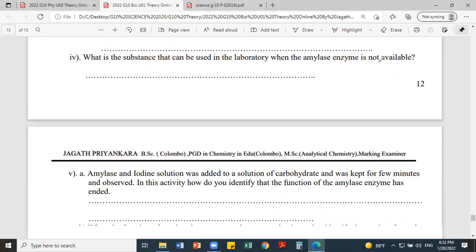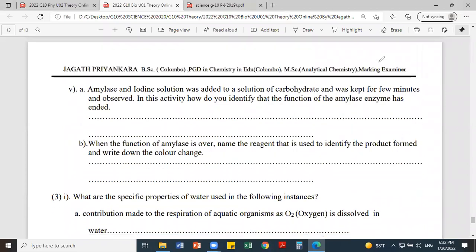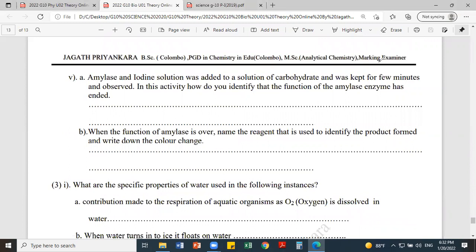Then back to the next one, next page top. Amylase and iodine solution was added to the carbohydrate and was kept for a few minutes and observed. In this activity, how do you identify that the function of the amylase enzyme has ended? How do we know? When amylase acts on starch, it is converted into maltose.